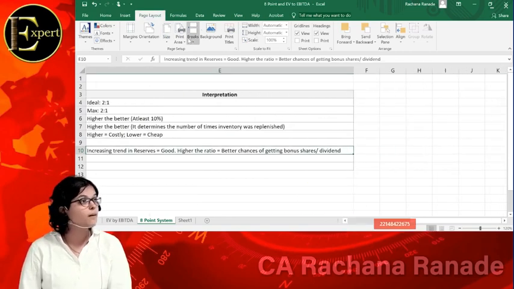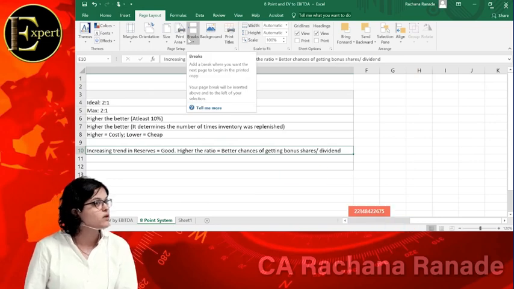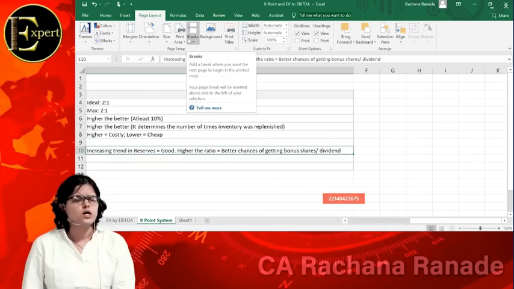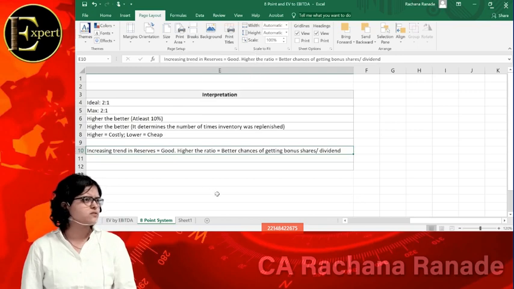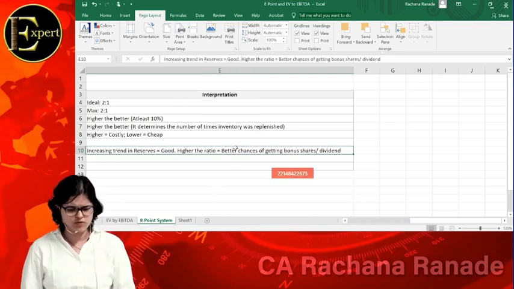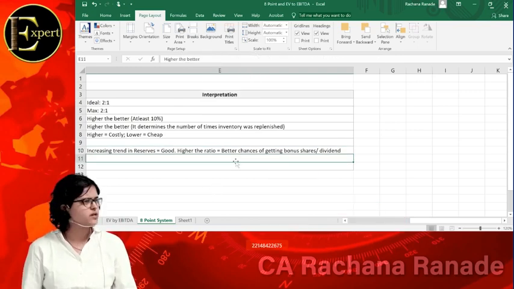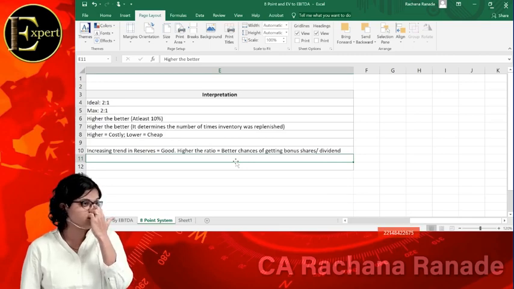Okay. Split has got nothing to do with higher reserves. Stock split, whenever the company wants, they can do it, irrespective of how much the reserves are.